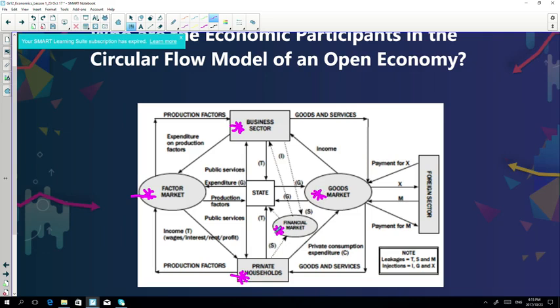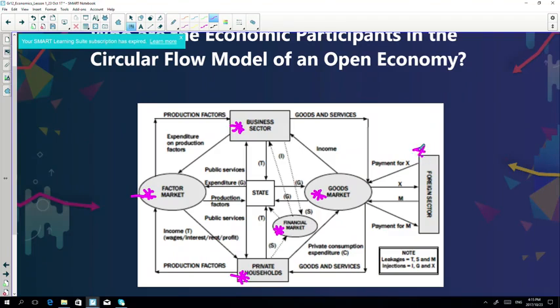And the reason why we call this an open economy is because it includes the foreign sector. So if it was a closed economy, it would then exclude the foreign sector. It would not be part of this circular flow model. So it's important that you understand the difference between a closed economy and an open economy. In this instance, because we're looking at an open economy, we have included the foreign sector over here.